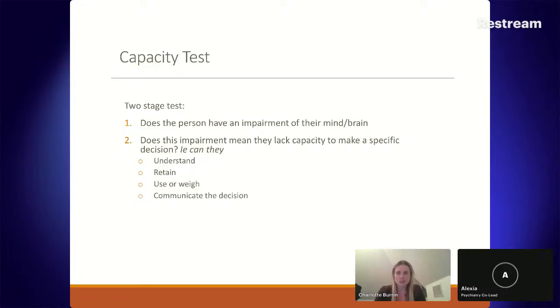Generally speaking, patients on a mental health ward will always be either under a section of the Mental Health Act, usually a 2 or a 3, or they'll be there informally or voluntarily. If somebody is there informally or voluntarily, we need to make sure that they have capacity to consent to that admission and capacity to consent to their treatment.